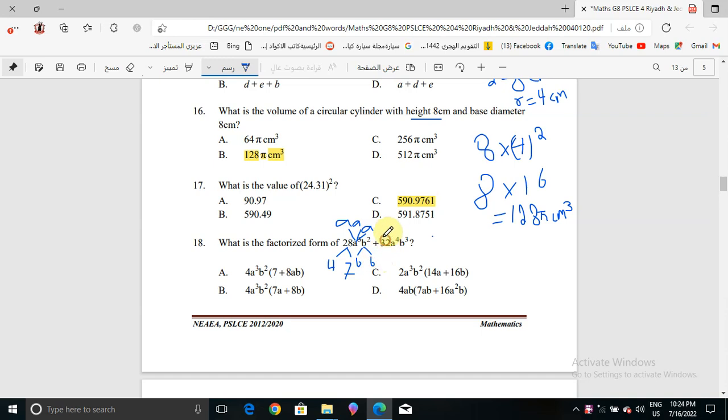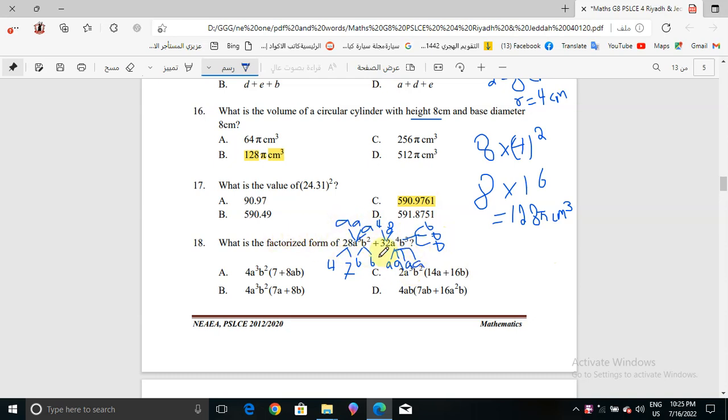Okay, now we have 32, which is 4 and 8, and then we have a to the power of 4, so that means a times itself 4 times: a times a times a times a. And we have here b cubed, which is b times itself 3 times: b times b times b. Okay, then we will take the factorized form.